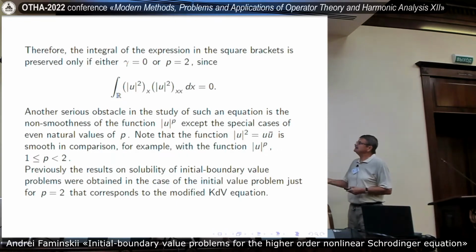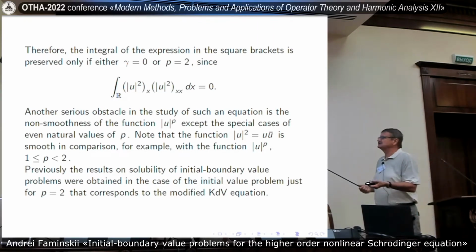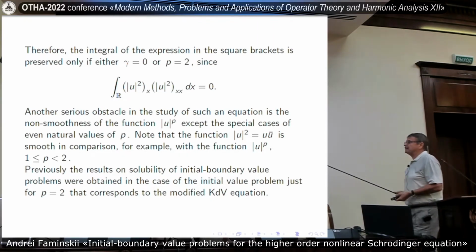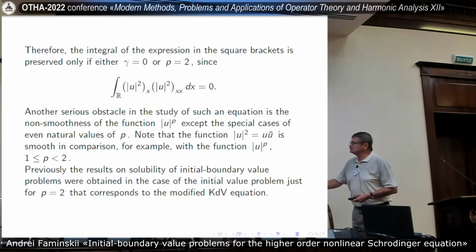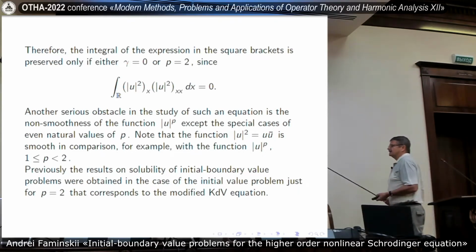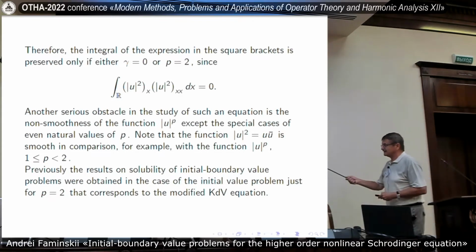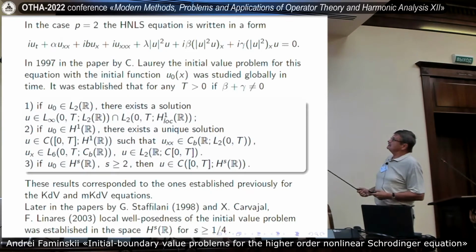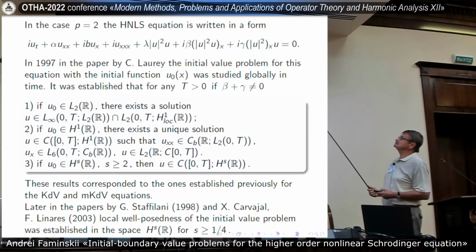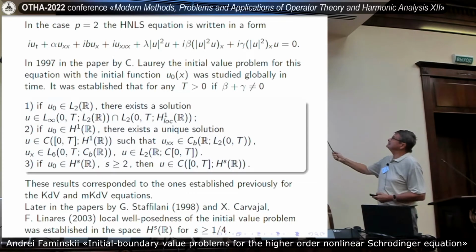The case where p is equal to 2 was the situation when the investigation of such an equation began. And if p is equal to 2, and we compare it with the KdV equation, this case corresponds to the so-called modified KdV equation, not to the Korteweg-de Vries equation itself, but to the modified one. In the case p equals 2, the higher-order nonlinear Schrodinger equation is written in such a form.